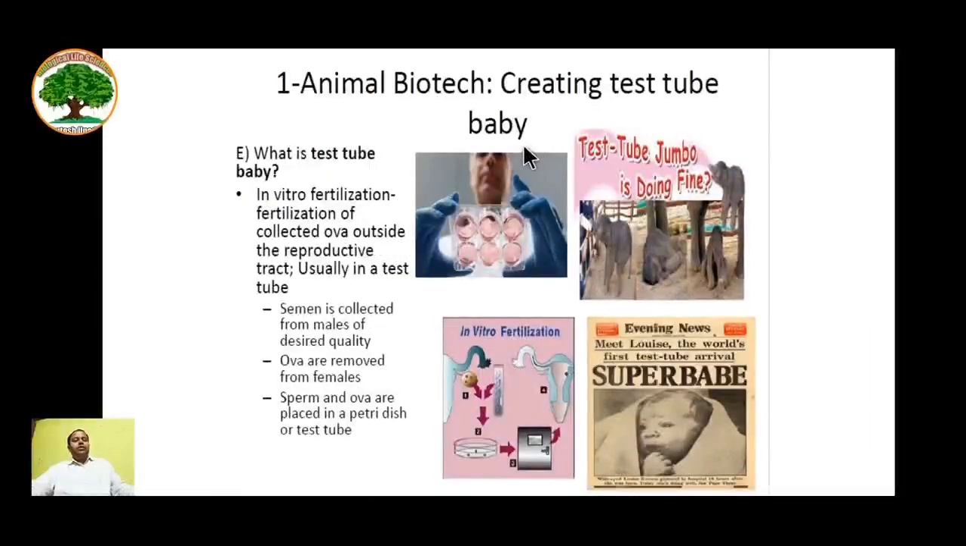Creating test tube babies is one of the important outcomes of biotechnology. In this, in vitro fertilization is done of collected ova outside the reproductive tract. Usually the fusion is done in test tubes, and the semen sample is collected from the male, of desired quality, and the ovum is removed from the female, and these are fused inside a petri plate or test tube. Again this is implanted into the uterus, as the diagram shows here, and after the implant the baby grows in the uterus and is delivered after 9 months. So this is another breakthrough, test tube babies.